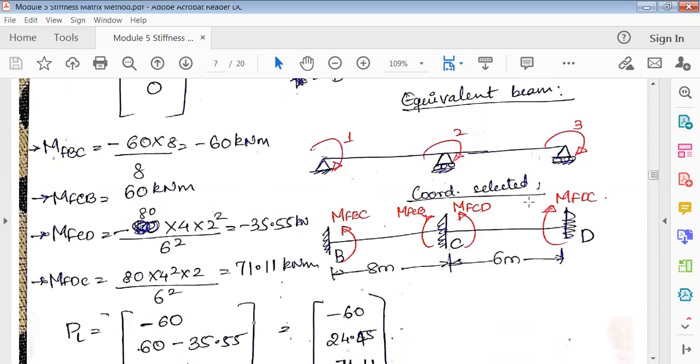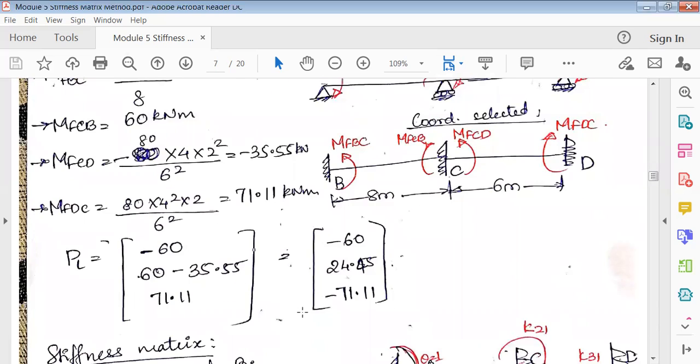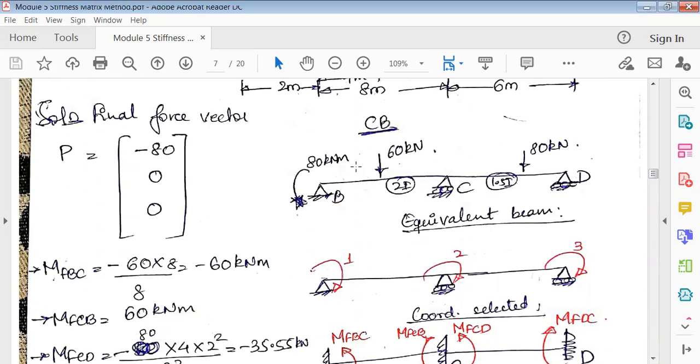Next, I've shown another diagram wherein whatever you found, you have marked it here. This is minus 60, anti-clockwise. MFCB is 60, C to B. So it is again positive, clockwise. Then again for CD, MFCD is minus, and MFDC is plus. Once you mark this, next is to find out PL. So PL is nothing but because of the load. Because of the load, the first joint is B here. So from B, this is the first joint. So it is MFBC.